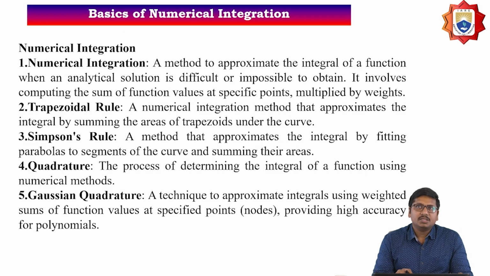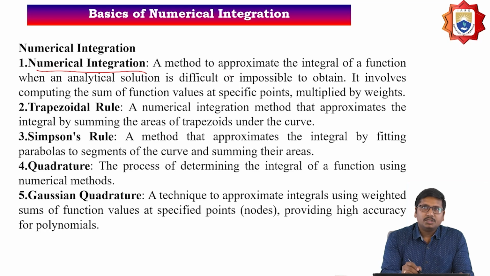And next are the basics of numerical integration. Basic terminologies in numerical integration: numerical integration is a method to approximate the integral of a function when an analytical solution is difficult or impossible to obtain. It involves computing a sum of functional values at specific points multiplied by weights. The trapezoidal rule is a numerical integration method that approximates the integral by summing the areas of trapezoids under the curve.